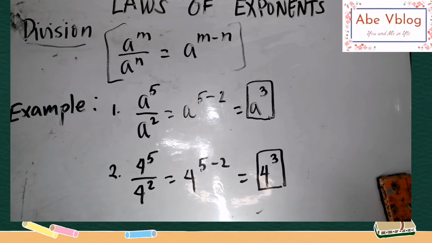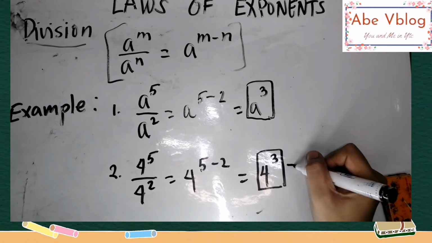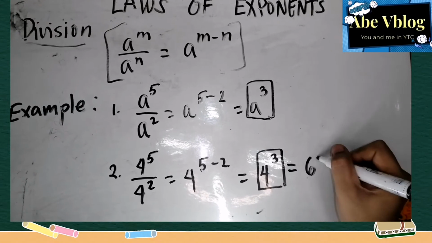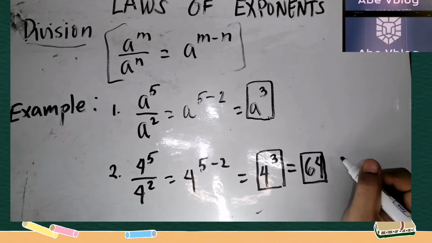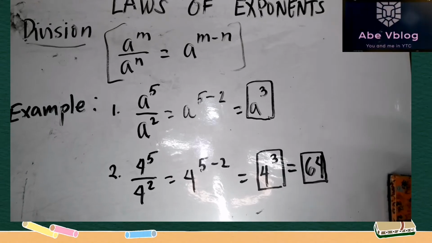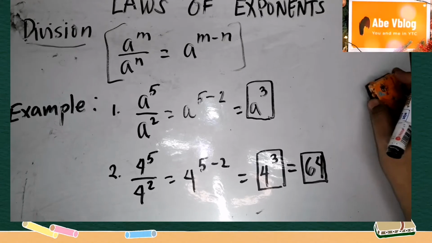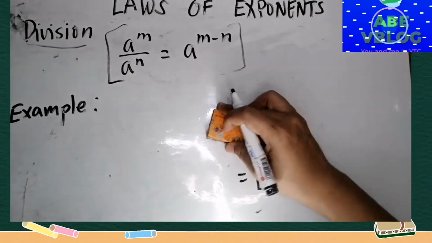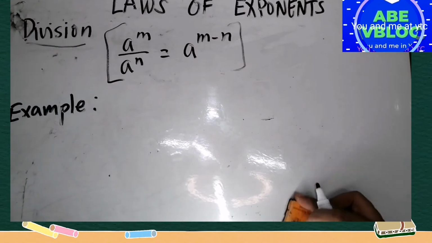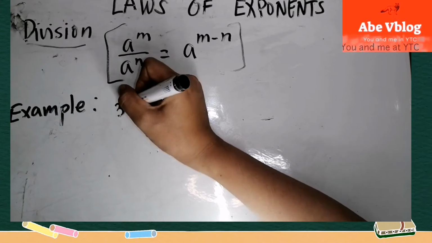Now, let's simplify 4 to the 3rd power, which is 64. Now, let's go to another example for the division of exponents.